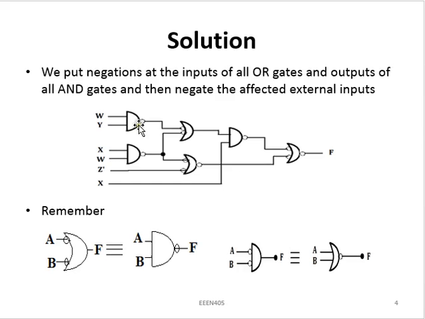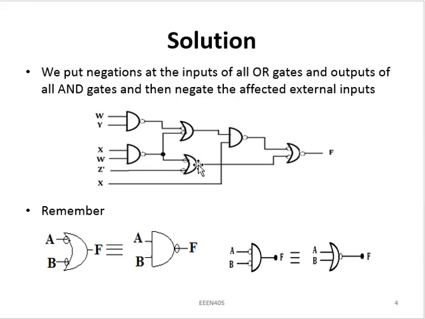So in this case here, this is my AND gate, I put negation here. This is another AND gate, I put negation here. This one and this, they are all NOR gates, so I put double negation at their inputs, which is equivalent to NAND. And this one is an AND gate, I put a negation at its output. This is OR, I put double negation at its inputs, and at the same time I'll put another negation at the output of this OR.